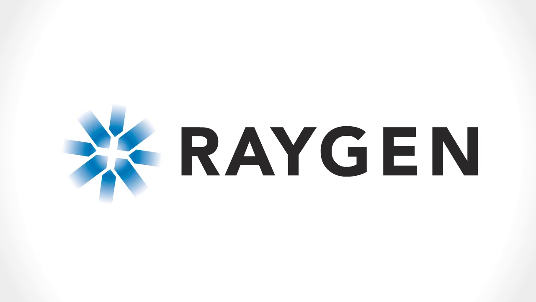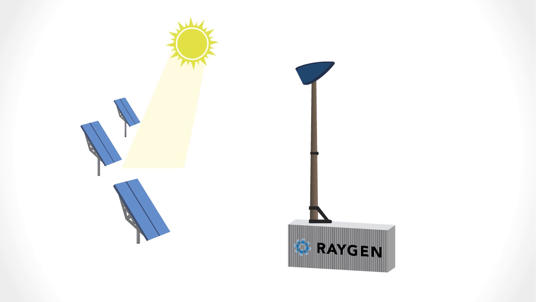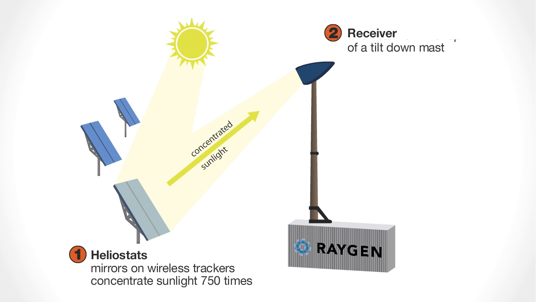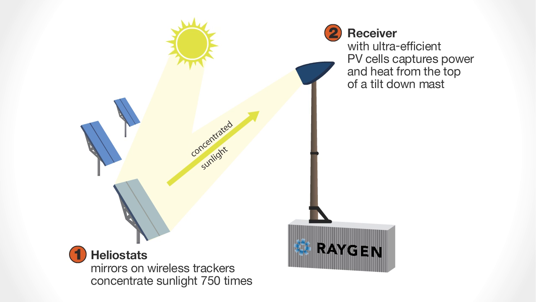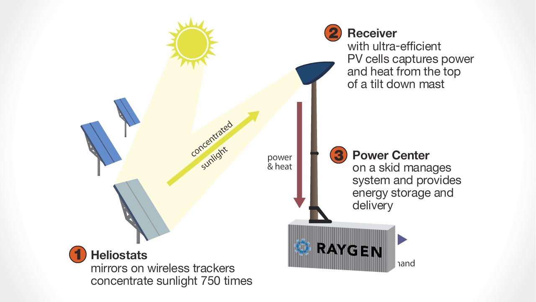RayGen is developing a highly efficient utility-scale concentrating solar PV system. It uses heliostat mirrors that utilize wireless tracking to concentrate sunlight 750 times onto a high-efficiency solar receiver at the top of a tilt-down mast. The receiver transfers both heat and electricity into a skid-mounted power center on the ground. This provides a compressed air energy storage system and power delivery on demand.